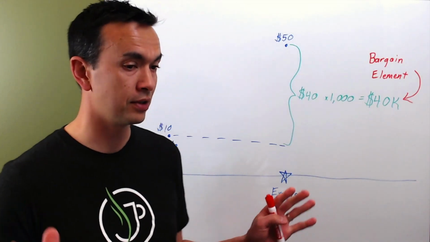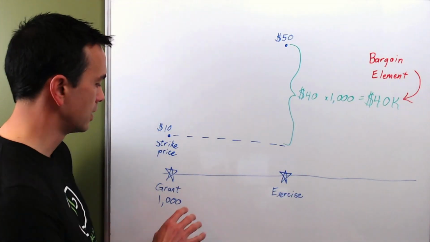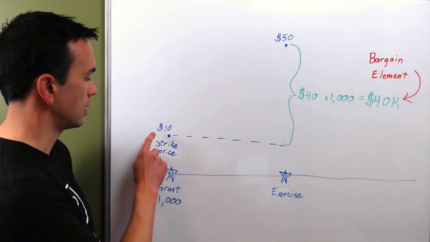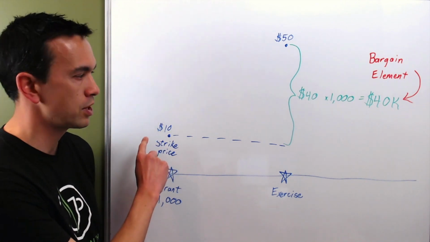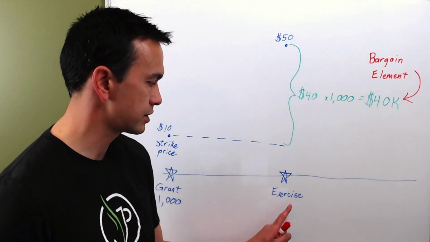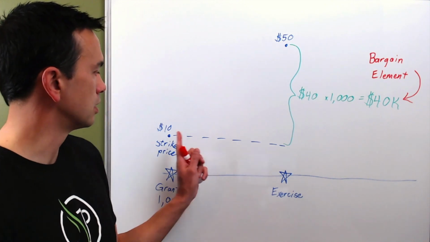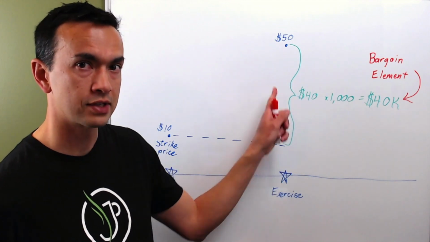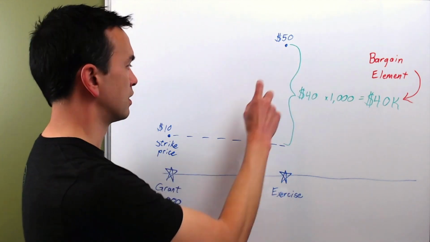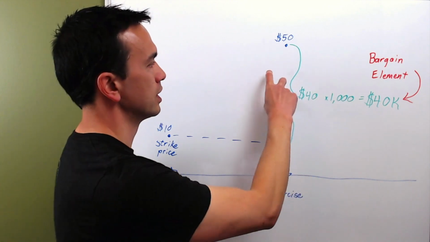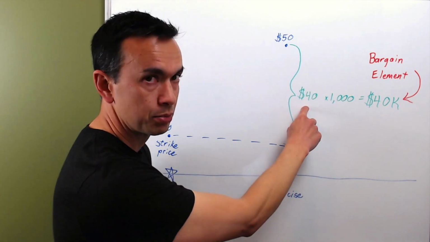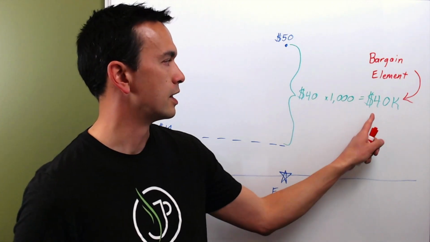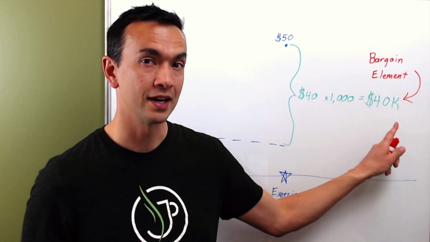If we walk through an example, similar to what I did in the last video, assume that we have been granted 1,000 ISOs and it has a $10 strike price, or exercise price. Whenever you actually exercise it, you take the difference between the strike price and the actual value of it that day that you exercise it. In our example, we have $50 and the strike price is $10, so the difference between those two is $40 per share. You multiply that by the 1,000 ISOs that we just turned into stock, and that gives us $40,000, and that is called the bargain element.